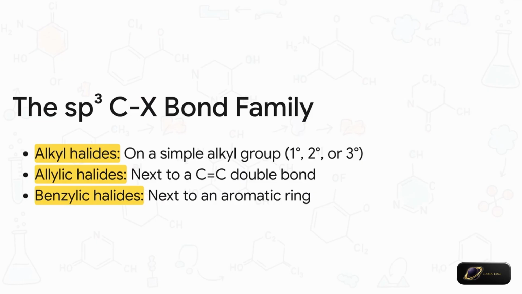Okay, let's explore that sp3 branch. First up, you've got your simple alkyl halides, which we can sort further into primary, secondary, or tertiary. Then there are allylic halides. Here, the halogen is on a carbon that's right next door to a carbon-carbon double bond. And finally, benzylic halides, where the halogen is on a carbon that's, you guessed it, right next door to an aromatic ring. It's all about who your neighbors are.